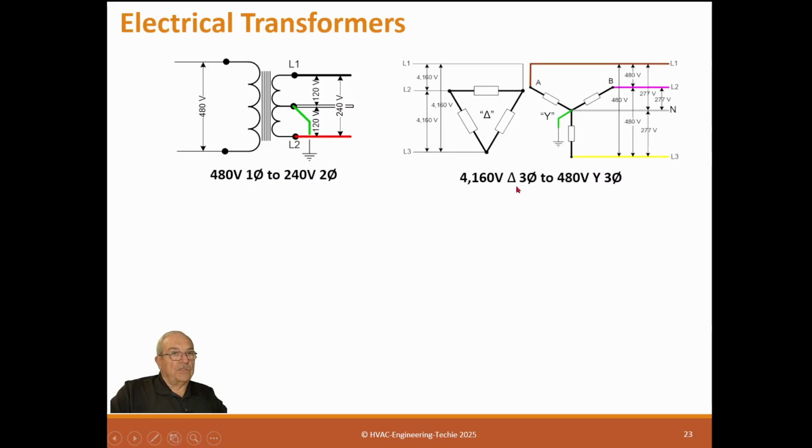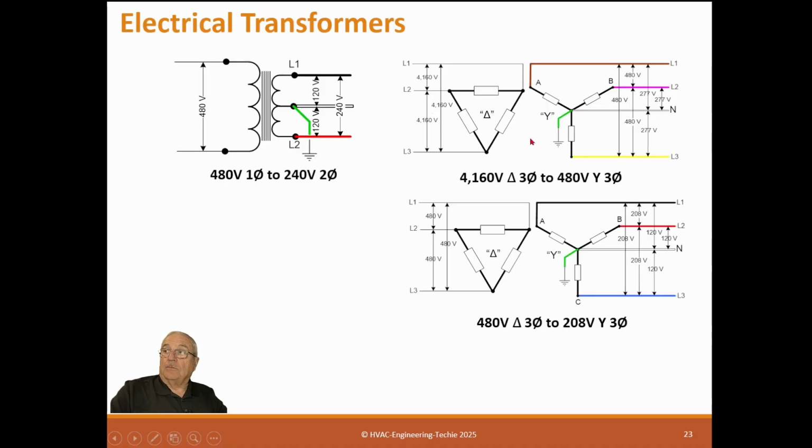This is a 4160 volt three phase to 480 volt three phase Y. So this is a delta coming in. This happens to be 4160 three phase, coming into a delta configuration, and the output windings are a Y configuration, and they are 480 volt, 277 everywhere. So that's a normal transformer. We see this one a lot. It may not be 4160, maybe some other voltage coming in, but that could be the case.